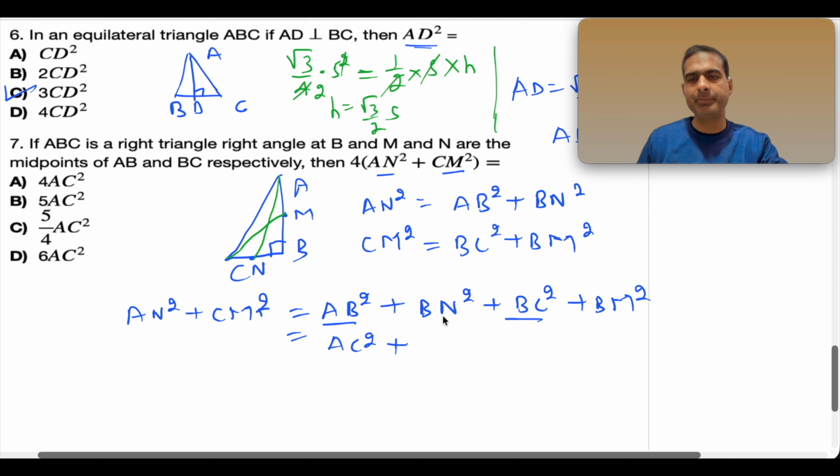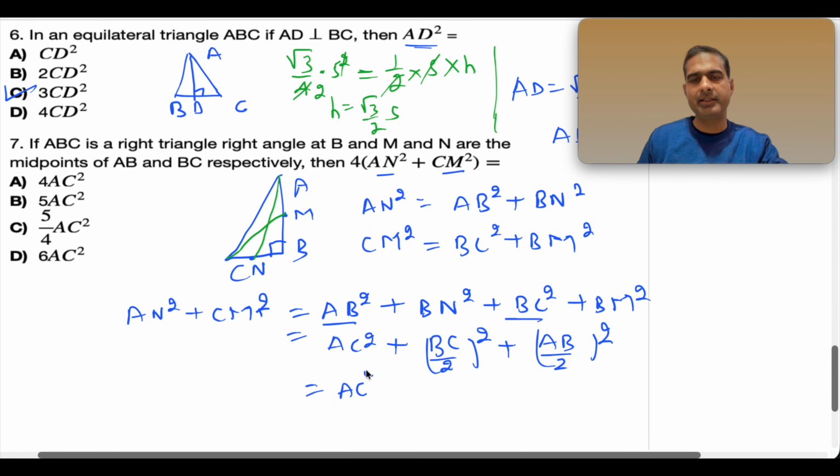Now what is left? BN square. We can see in the triangle that M and N are the midpoints of AB and BC. So BN is half of BC, and I can write BN square as (BC by 2) square plus BM square. Now what is BM? BM is half of AB. So I can write (AB by 2) whole square.